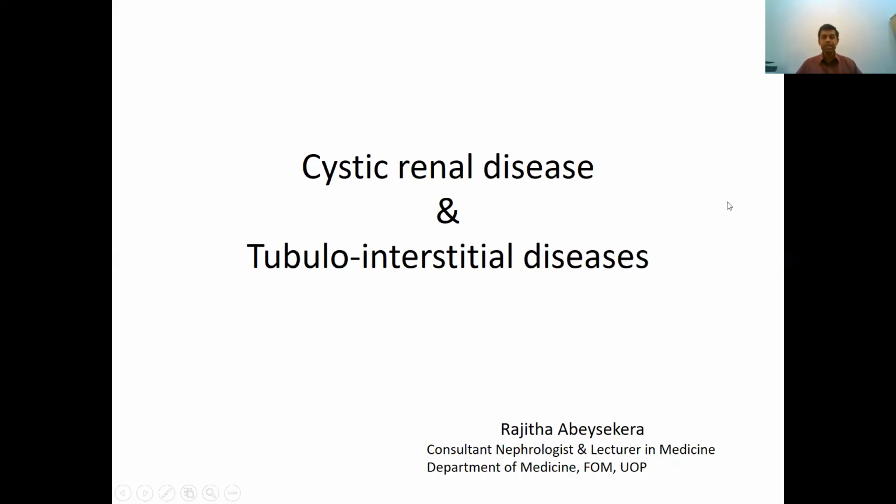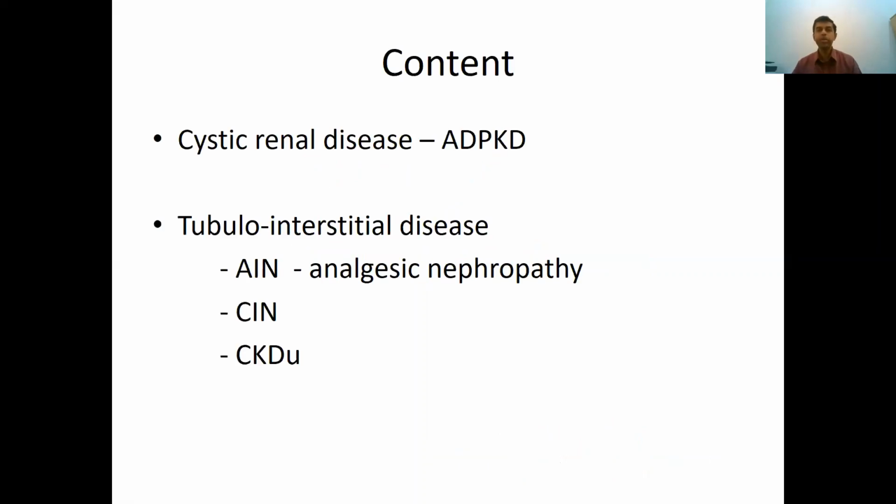Briefly discuss cystic renal diseases and tubulo-interstitial diseases. Now, you know that we have discussed different types of conditions. We've discussed CKD, AKI, we've discussed glomerular diseases, and today I'm going to discuss tubulo-interstitial diseases very briefly and cystic renal diseases, and of that, I'm mainly going to discuss autosomal dominant polycystic kidney disease. And in tubulo-interstitial diseases, acute interstitial nephritis, chronic interstitial nephritis, and a little bit about chronic CKDU.